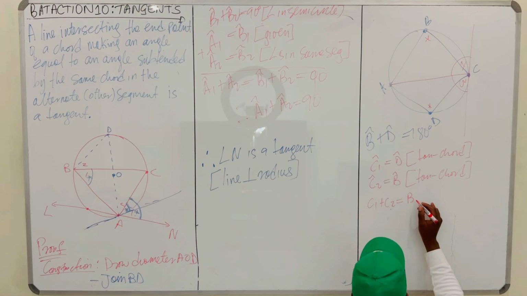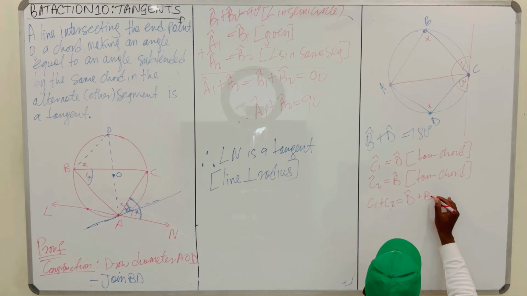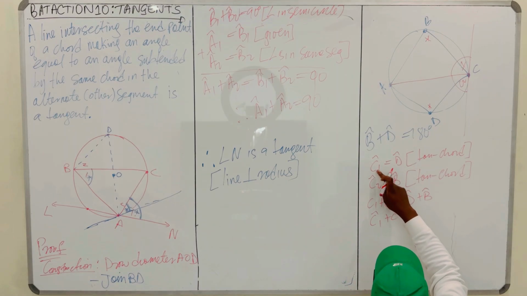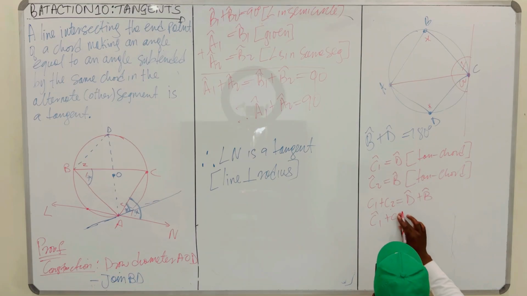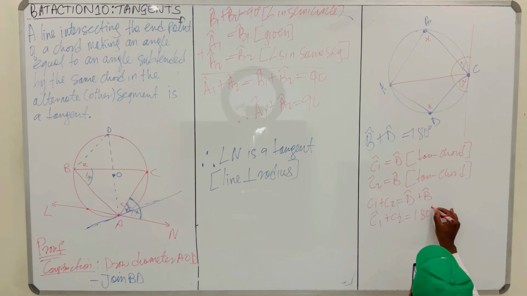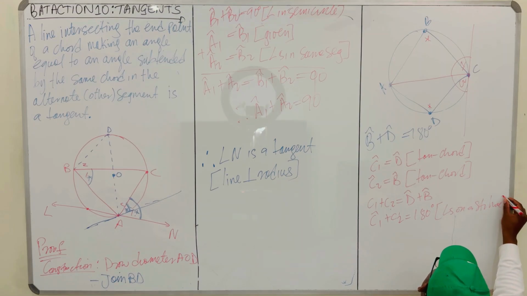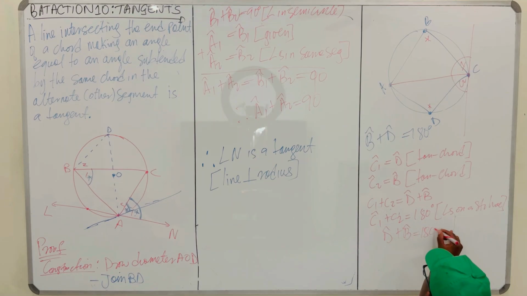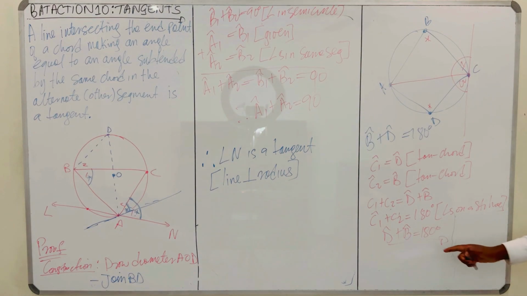So you can say angle D plus angle B. Are you with me? If C1 is equal to this, and C2 is equal to this, then C1 plus C2 is equal to 180 degrees. Yes. These are angles on a straight line. Are you following me? Yes. But these two are equal to that. So angle D plus angle B is equal to 180 degrees. This is it.